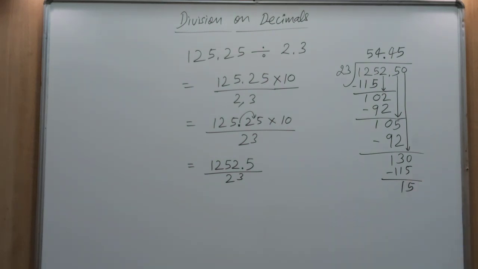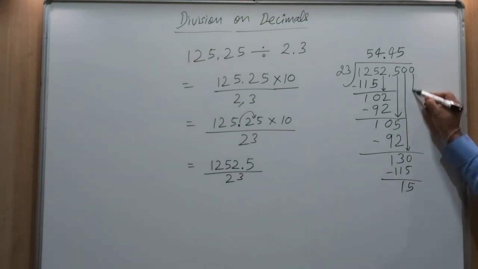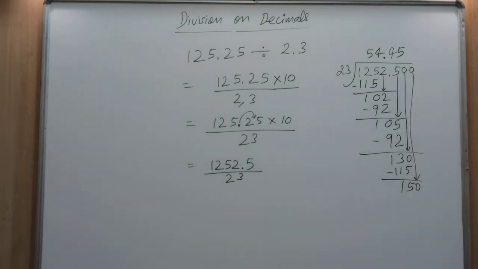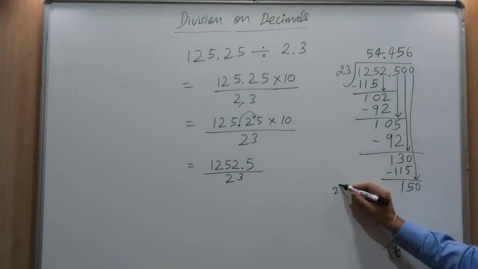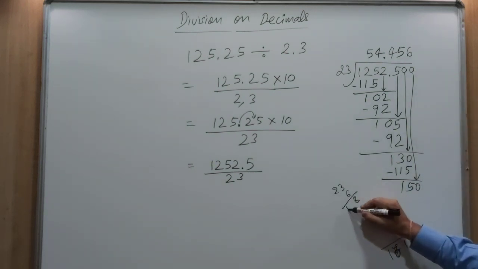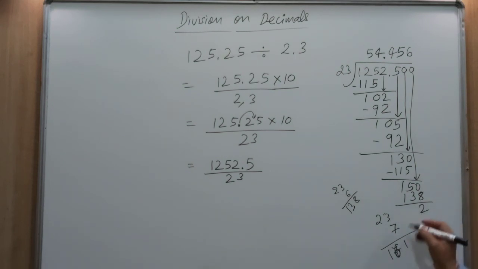Now after subtraction what do we have? 15 we have. Right? Now we can add one more 0. Since no digits are there, we can shift this 0 here. Now how many times? So 7 times we can check it for. 161 is coming. It means 6 times it will go. So 2, 3, 6. 138 we have. So 2 will come here and 1 will come here.